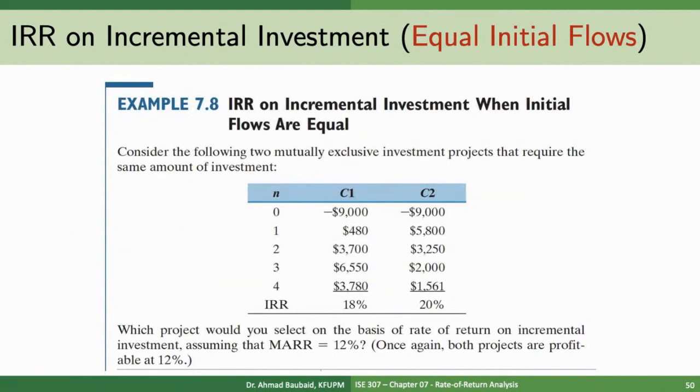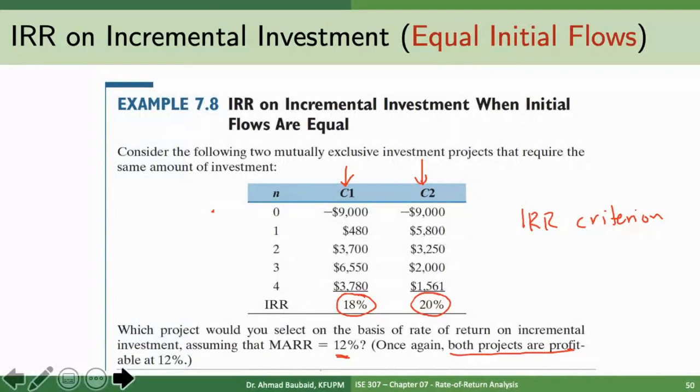So you may be wondering what happens when the two initial cash flows are equal. Suppose you're given two investments, C1 and C2. You need to compare them using the IRR criterion. Suppose I specify that that's how you need to compare things. Now you do what you're supposed to do. First of all, you check that these values are greater than the MAR. Once again, the MAR is at 12%. Both are greater, so both projects are profitable at 12%.